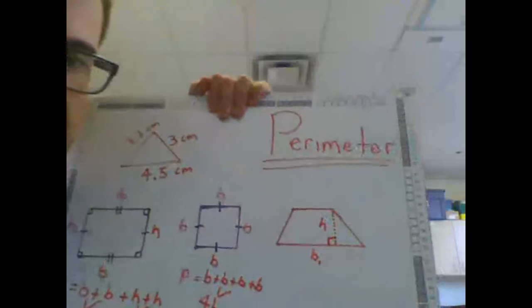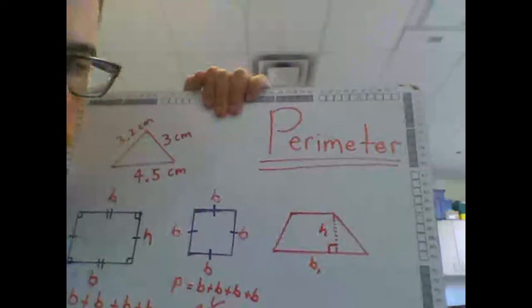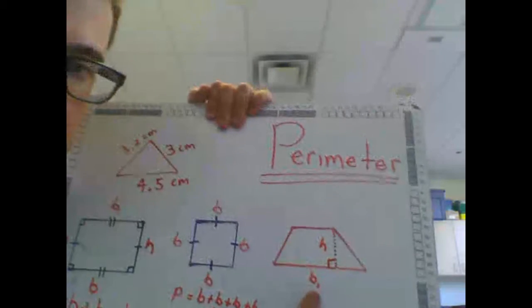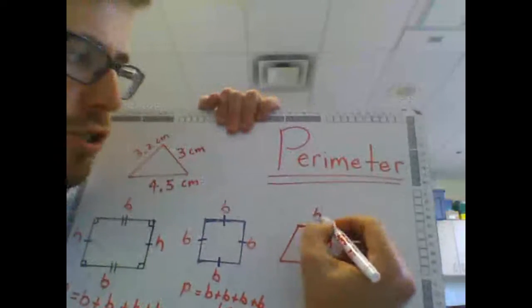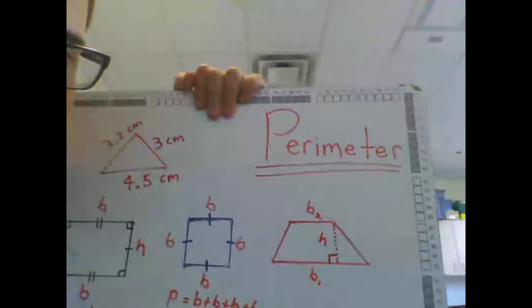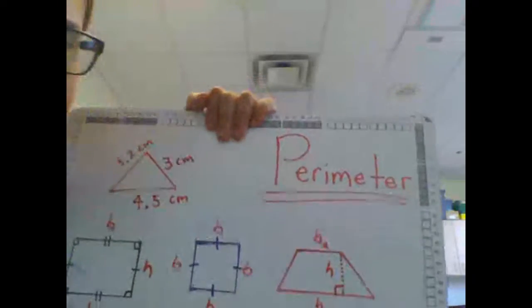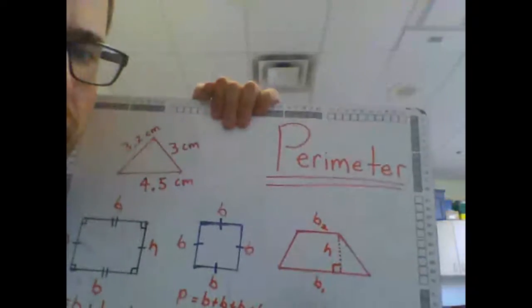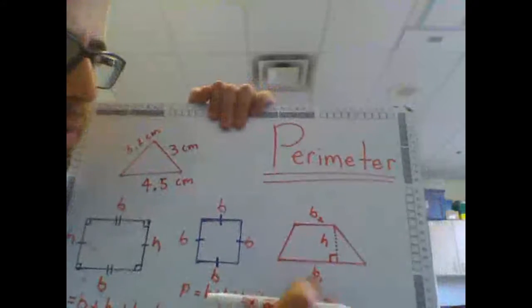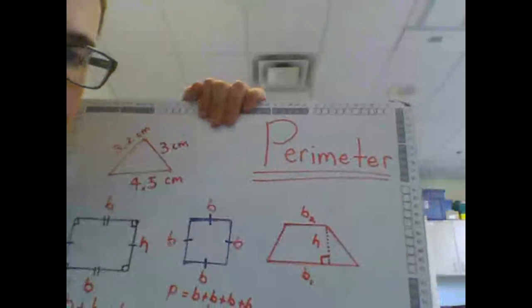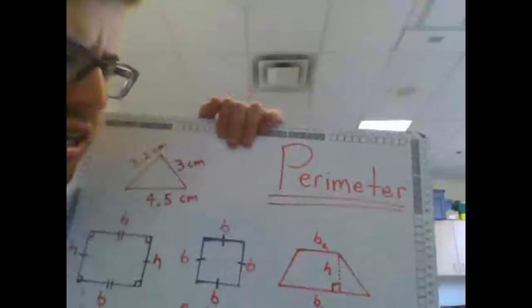You might see base 1 written with a small little 1 like this. And you might see base 2 written with a small little 2 like this. Don't confuse that as an exponent, or as a coefficient. That's just to let us know that we're talking about one base down here and another base up here. That's very common with trapezoids.